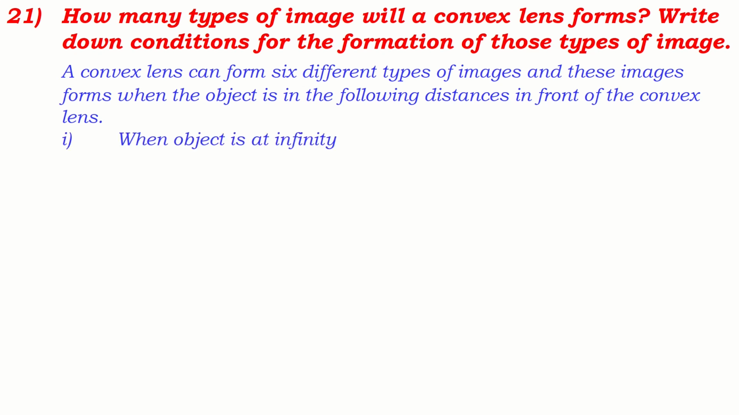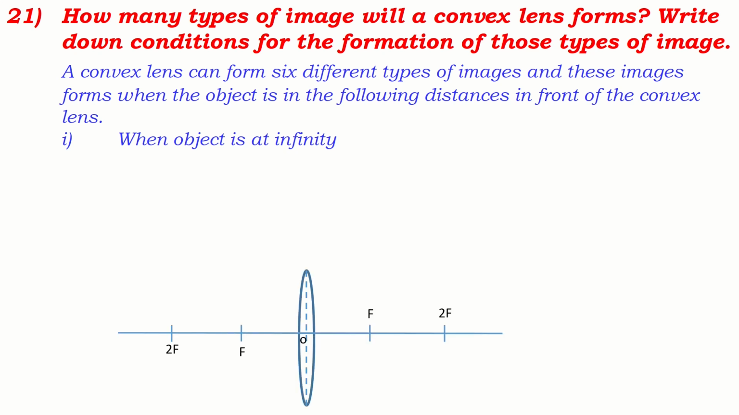When the object is at infinity, we can draw a ray diagram when the object is lying at infinity from the convex lens. It can be understood this way also. Let's say this is a convex lens and the object is at infinity. It means the object cannot be shown. This is the first condition. For this, we'll put the object at infinity and we'll draw the ray diagram to show where and what kind of image a convex lens forms.